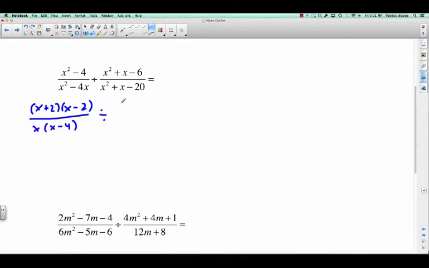Divided by, I know I could flip it here, but I want to show you why I'm not doing that. This is a simple trinomial. So it's going to be x and x. Two numbers that multiply to 6 and subtract to 1.